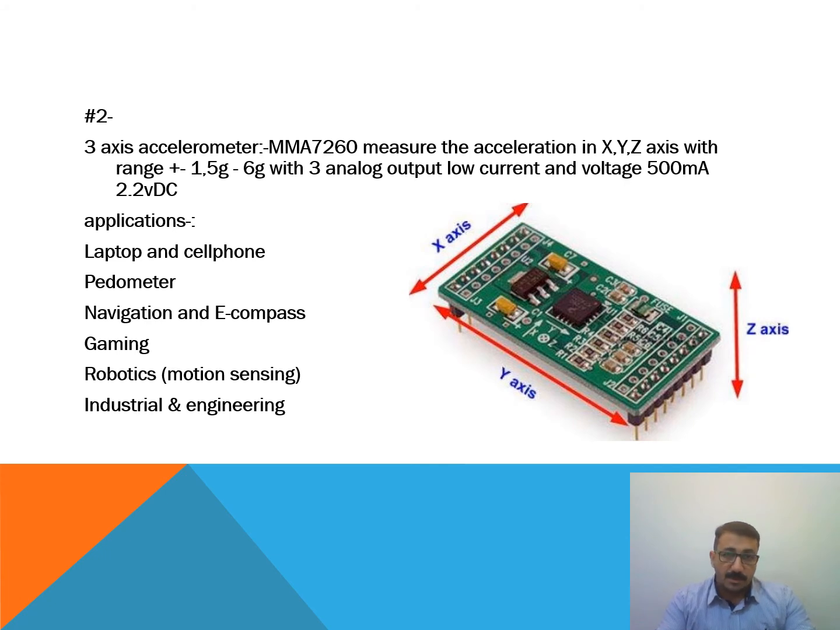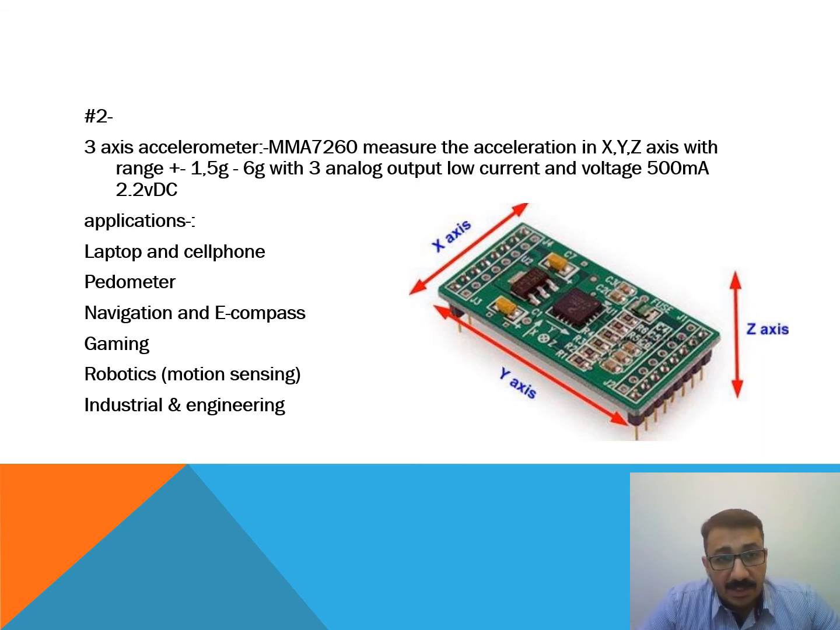The second type is the 3-axis accelerometer MMA 7260. It measures the acceleration in 3 axes XYZ with a range of plus minus 1.5 G to 6 G, and it has 3 analog outputs. Also, this accelerometer is fed with low current and voltage. The voltage is about 2.2 volts DC, and the current about 500 milliamperes.